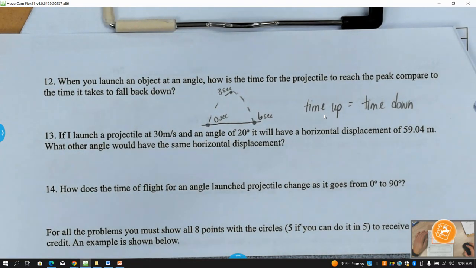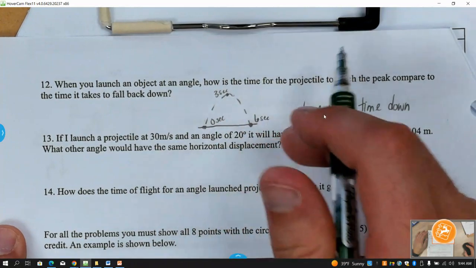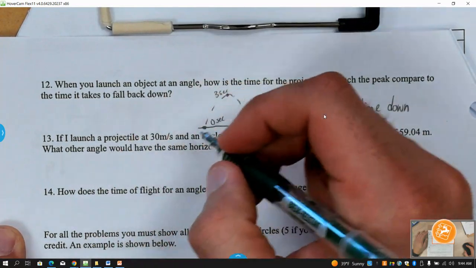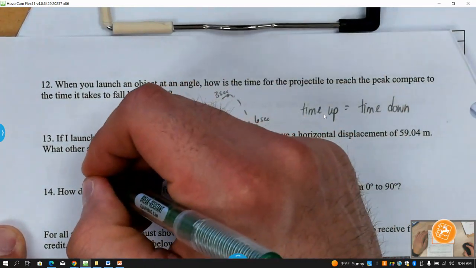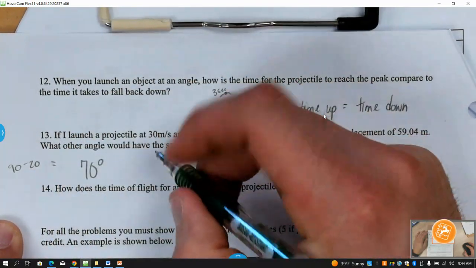If I launch a projectile at 30 meters per second at an angle of 20 degrees, it will have a horizontal displacement of 59.04 meters. At what other angle could I launch this and it would have the same horizontal displacement? 70, right? Because any two angles that add up to 90 will have the same horizontal displacement. So the answer would be 70 degrees, 90 minus 20.